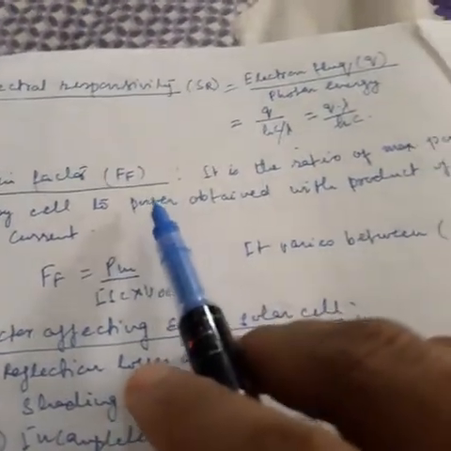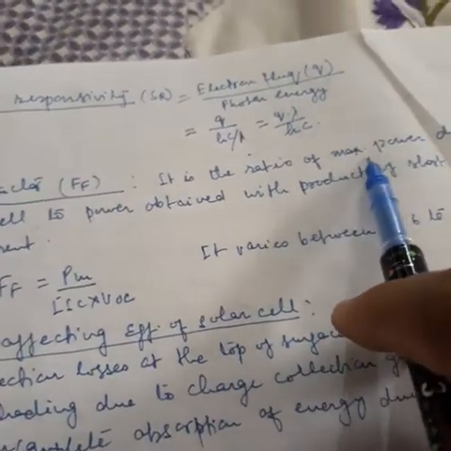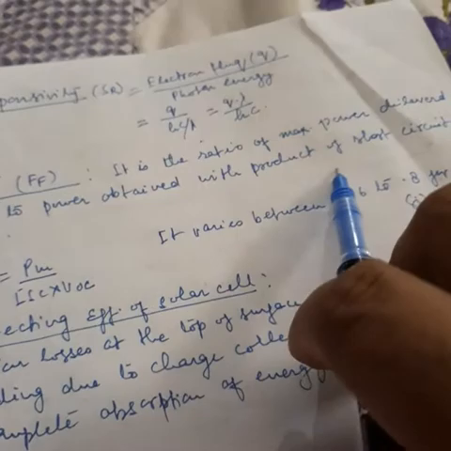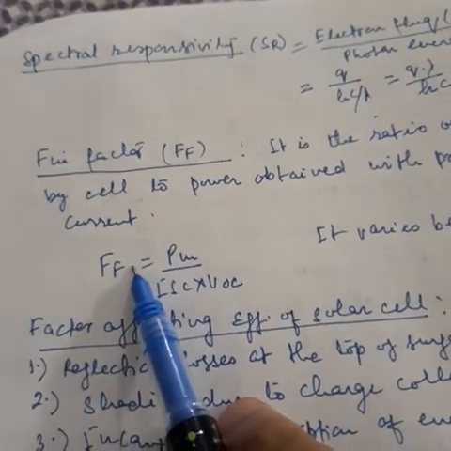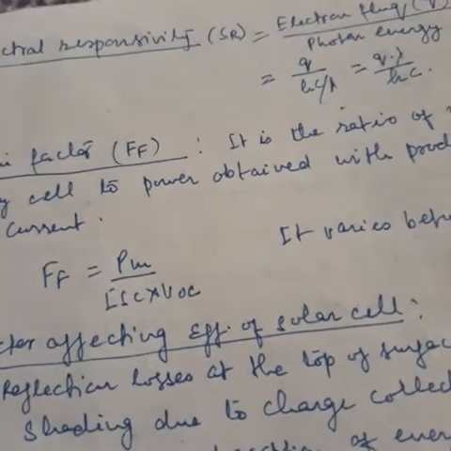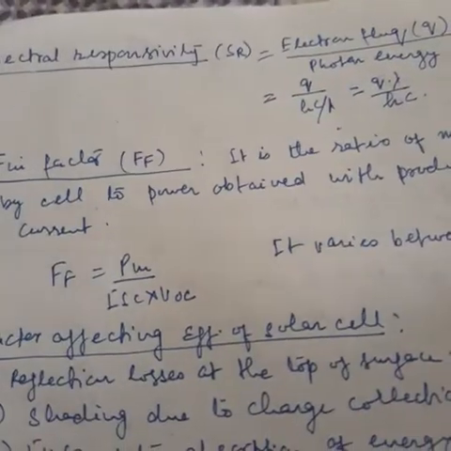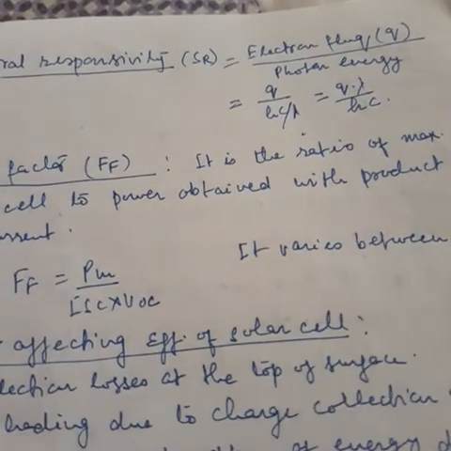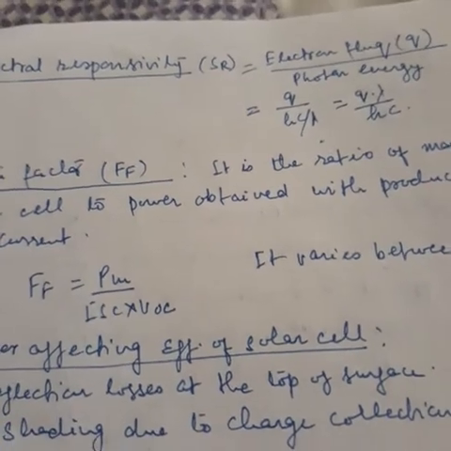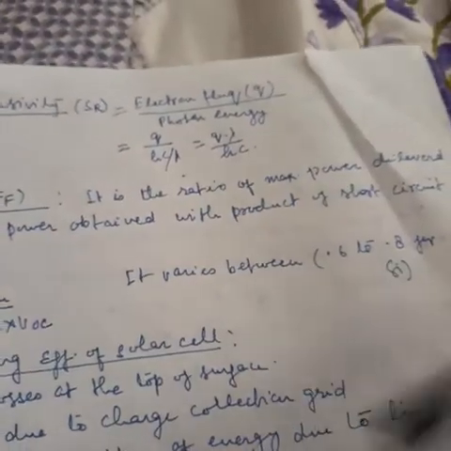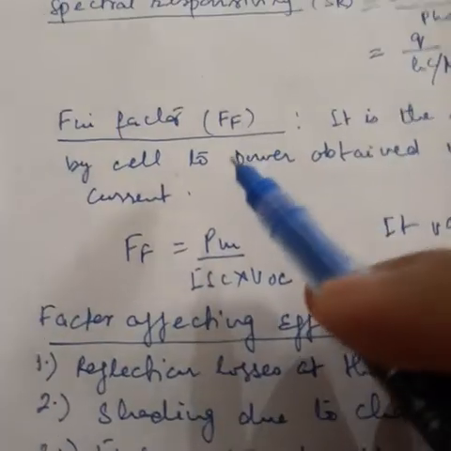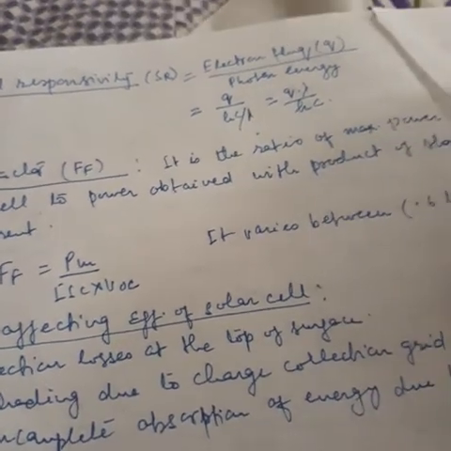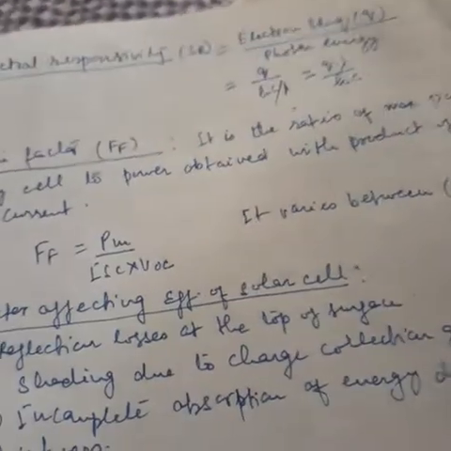Next is the fill factor, indicated by FF. It is the ratio of the maximum power delivered by the cell to the power obtained with the product of short circuit current and open circuit voltage. Fill factor FF is equal to Pm upon ISC into VOC, where Pm is the maximum power, ISC is the short circuit current and VOC is the open circuit voltage. It varies between 0.6 to 0.8 for silicon.